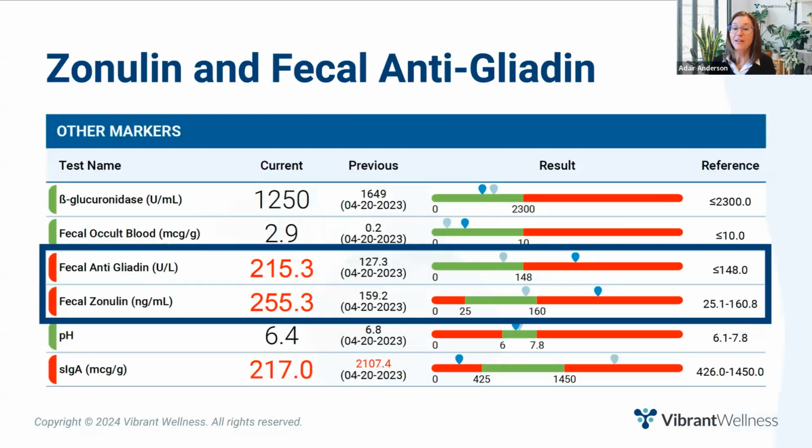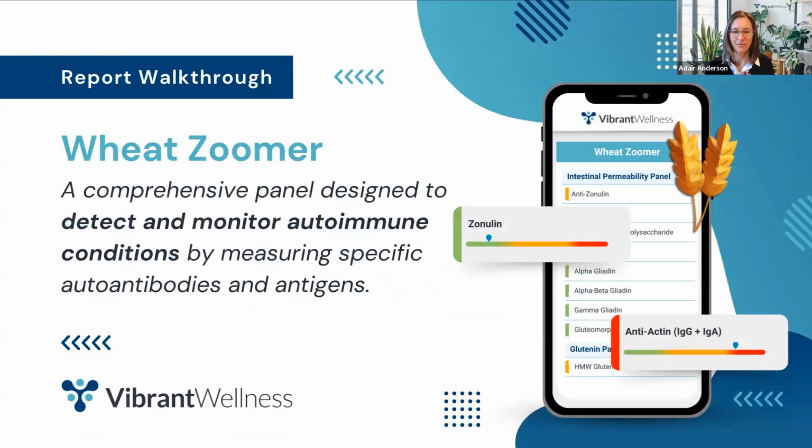Vibrant's Gut Zoomer includes fecal anti-gliadin and fecal zonulin. An elevation in fecal zonulin indicates that something triggered zonulin release shortly prior to the patient collecting a stool sample, so could have been gluten, LPS bacteria, or something else. And an elevation in fecal anti-gliadin provides evidence that gluten may be the key trigger for them. To get a deeper insight, consider ordering a Wheat Zoomer blood test for your patient anytime fecal zonulin or fecal anti-gliadin are elevated on your patient's Gut Zoomer results. Again, ask me during the Q&A if you'd like more information about this.